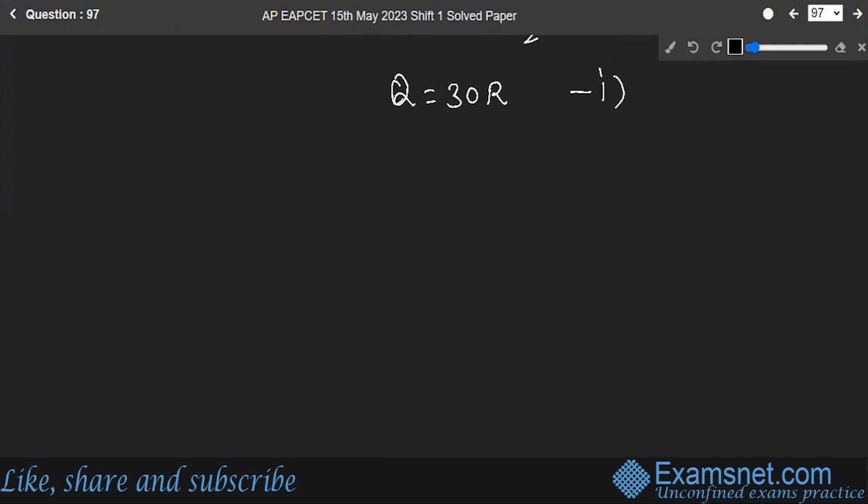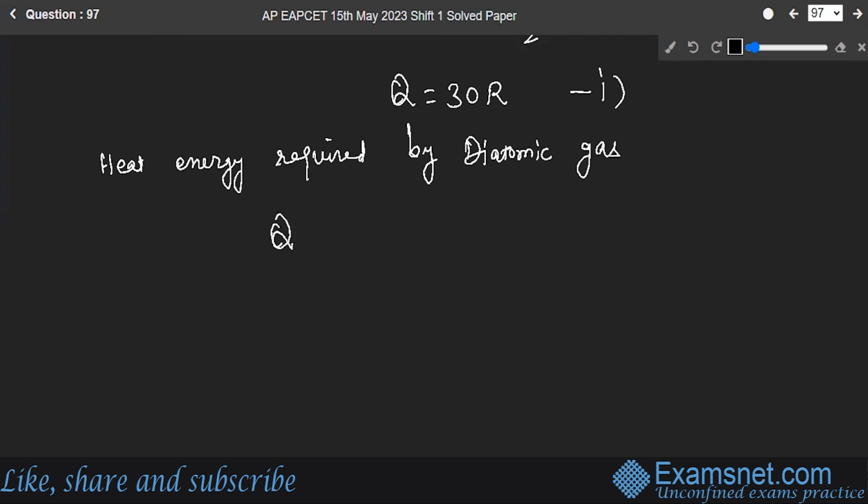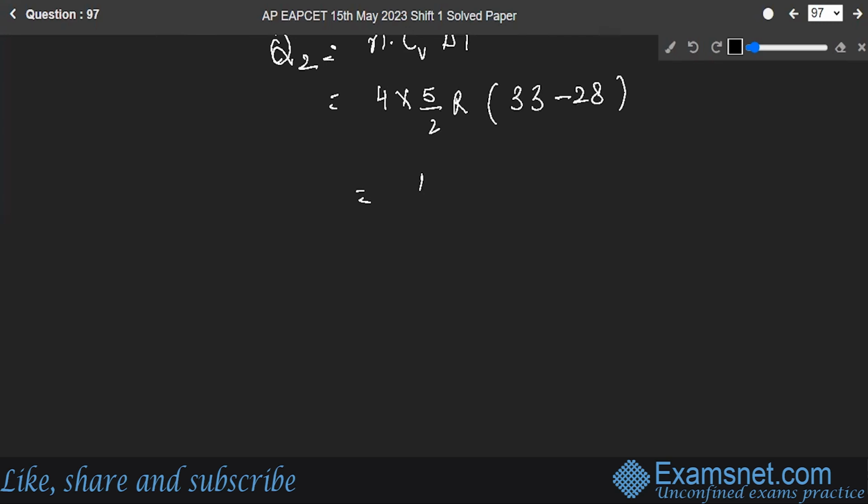Now the heat energy required by the diatomic gas, let's say this is Q2, is n into C_V into change in temperature. This is equal to 4 moles, 5 by 2R. Now the temperature has to be raised from 28 to 33, so this is 33 minus 28, or this will be equal to, so this is 50R.